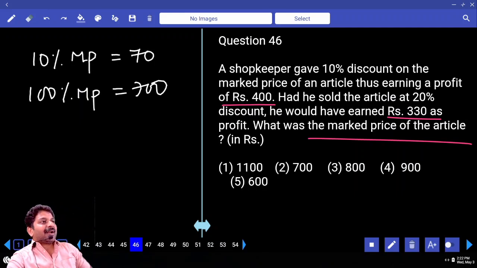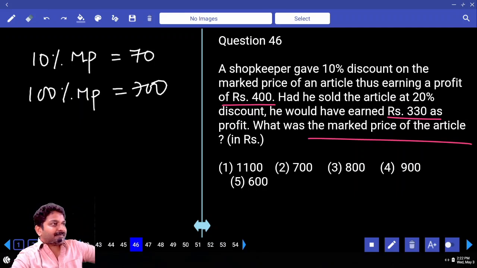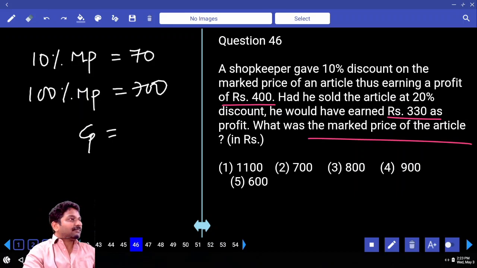Now I have a doubt. Can we calculate cost price in the same case? Yes or no? Yes, sir. Who said yes? Can we calculate cost price or not?